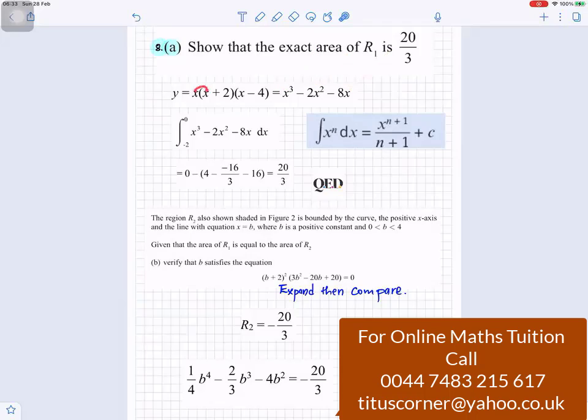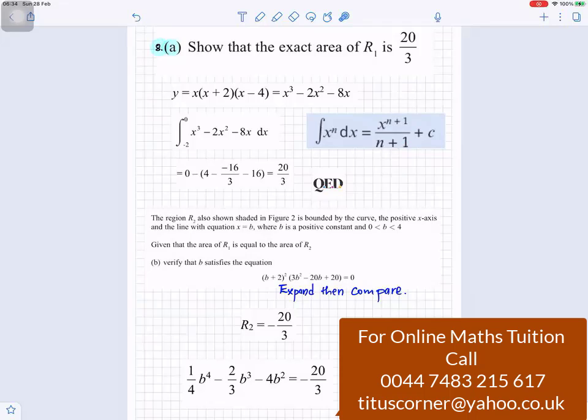So you do the first two: x times x is x squared, x times 2 is 2x, and then you multiply with x minus 4. Or you can do this 2 first, and then multiply with x, because multiplication is distributive; you can choose any 2 and do first, and you get this x cubed minus 2x squared minus 8x. Now you want to integrate from minus 2 up to 0. And we're using this formula for integration: add 1 to the power, divide by the new power. So you add 1, n plus 1, divided by n plus 1.